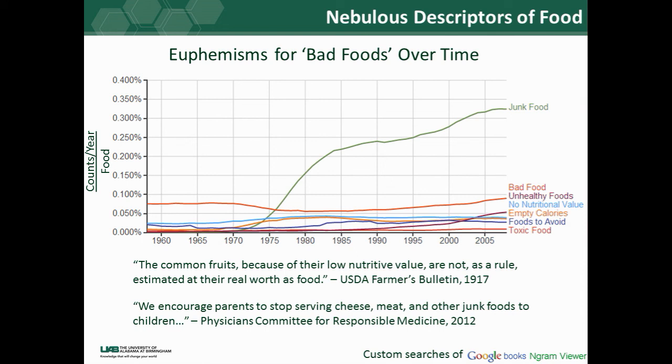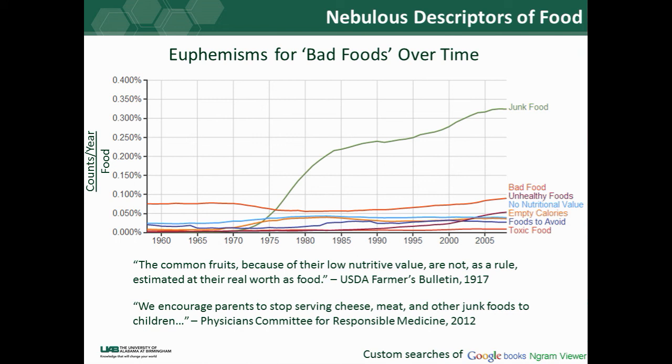And back to the nutritive value, you can see the USDA Farmers Bulletin in 1917 said, the common fruits, because of their low nutritive value, are not, as a rule, estimated at their real worth as food. So I think today most people would say that fruits are a very high nutritive value, but at the time they were talking a lot more about calories. Fruits provide a lot of micronutrients, and a number of fruits don't necessarily supply a lot of macronutrients. So it's a completely different use of the word nutritive over time.